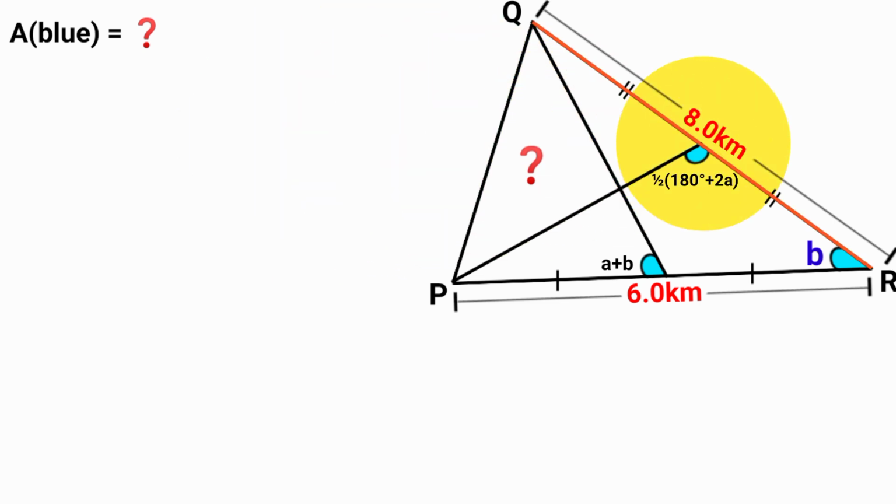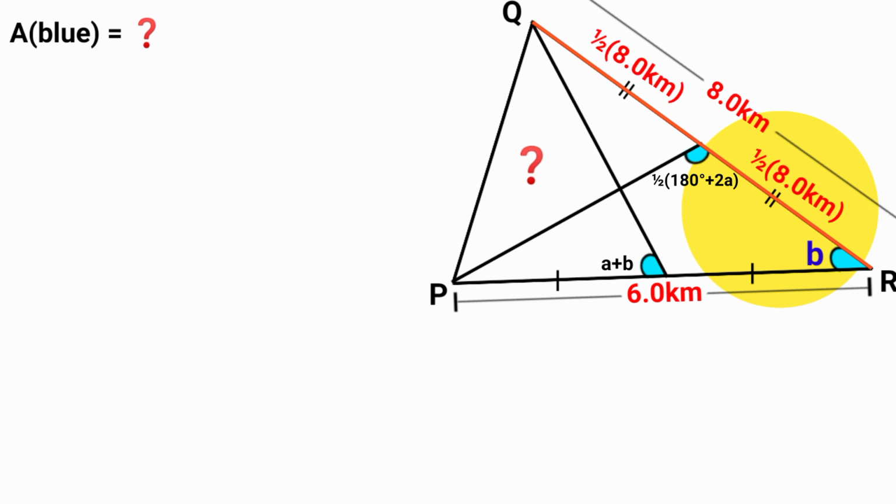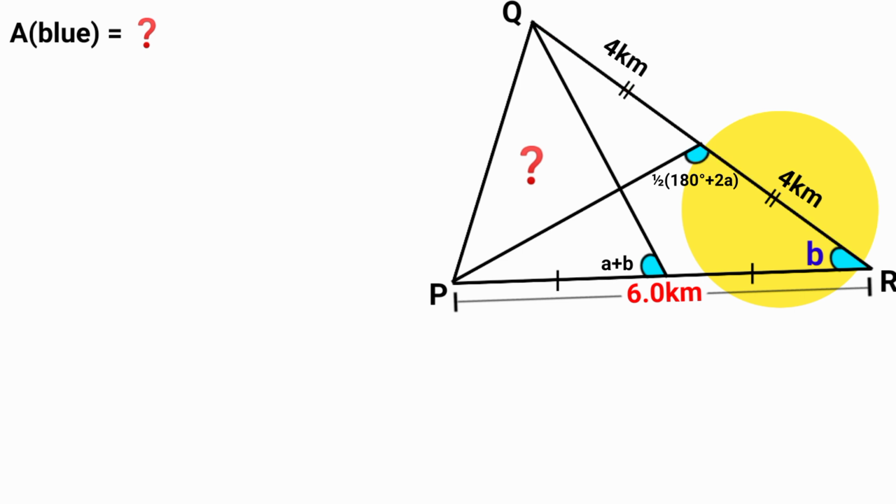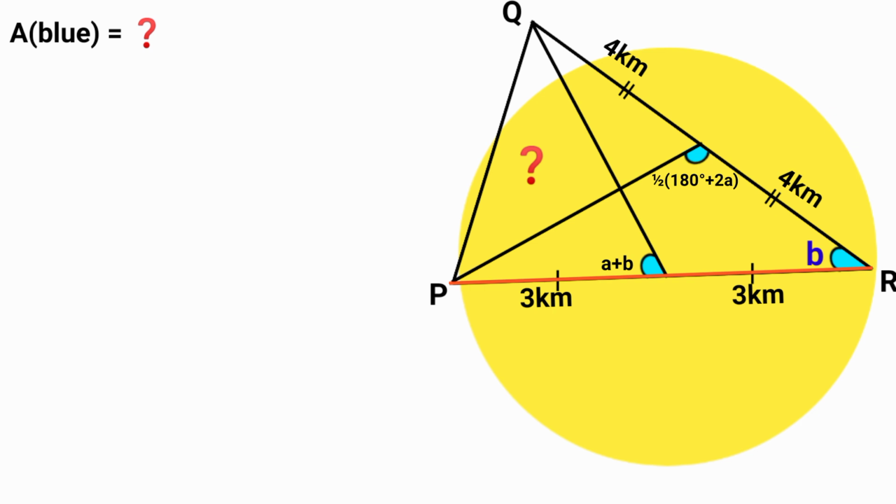Starting with this side QR, its length is 8.0 kilometers, and we can see it is divided into two segments, this segment and this, which are equal. So each of the segments will be half the length of line QR, which is 8.0 kilometers. Half 8.0 kilometers is 4 kilometers. So their length each is 4 kilometers. Coming to this side PR also, since this segment and this segment are equal, their length each will be half this 6.0 kilometers, which is 3 kilometers.